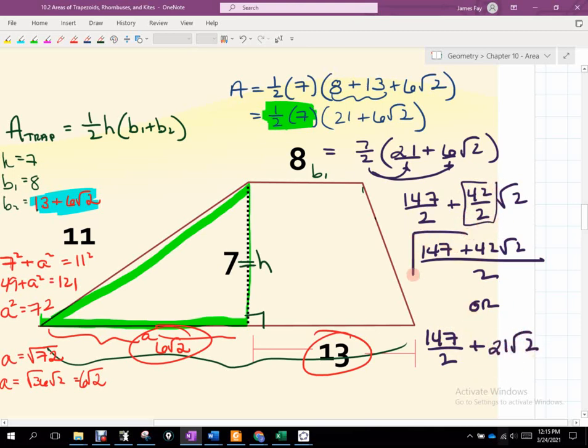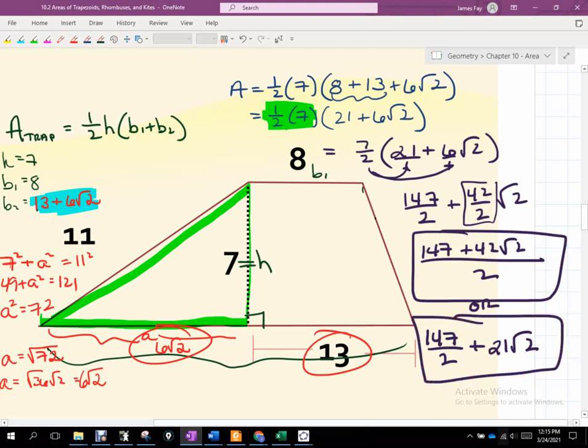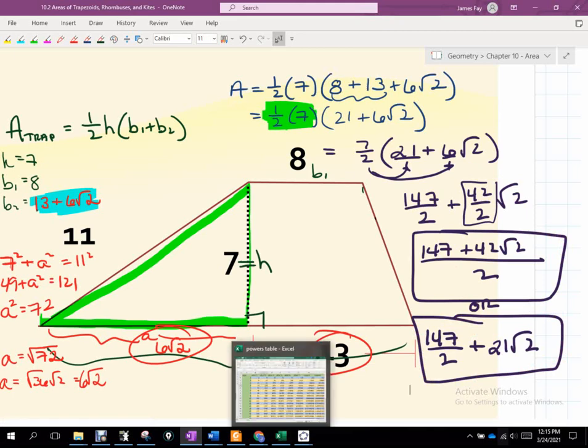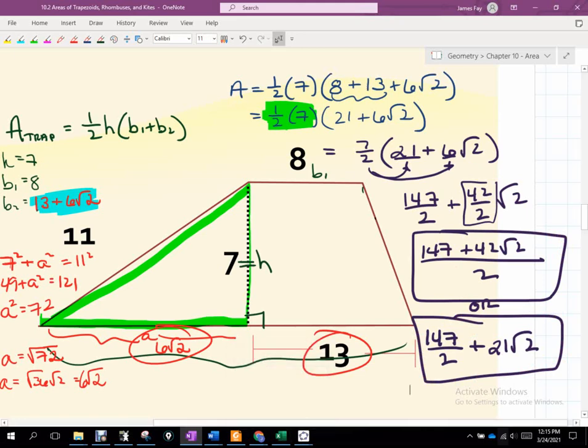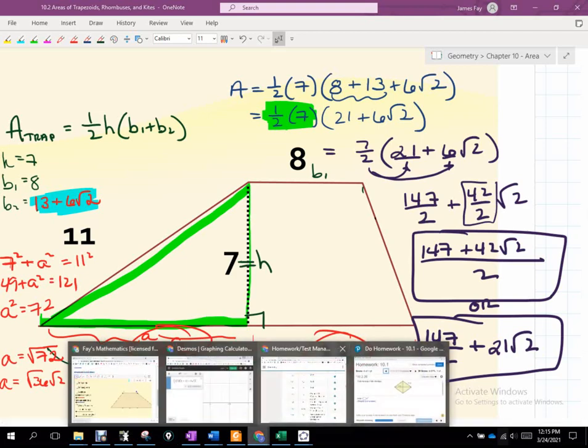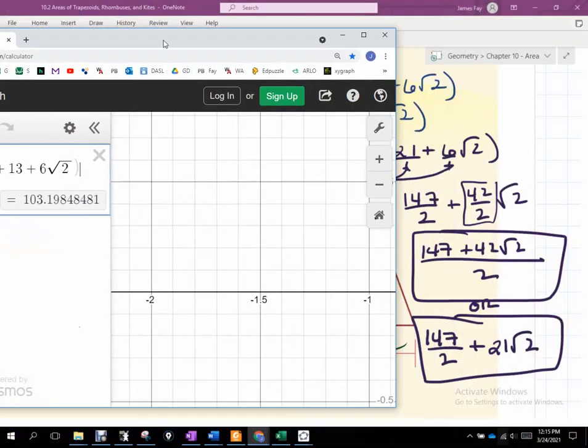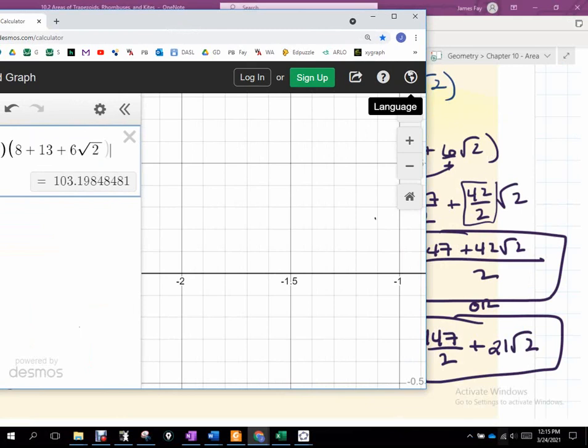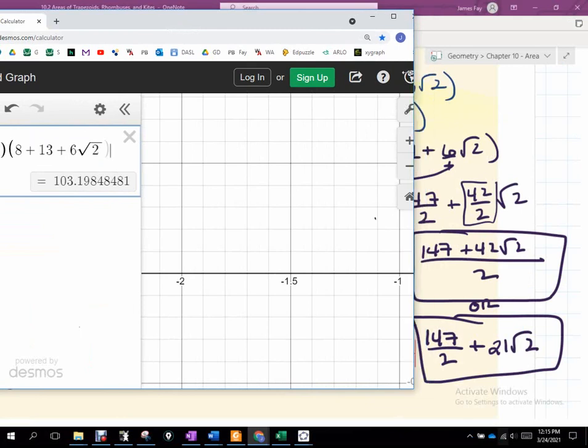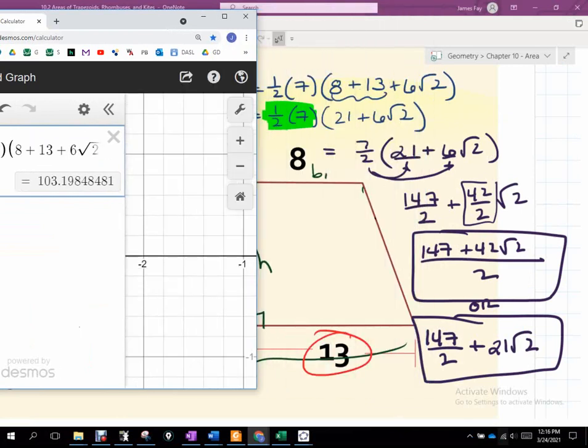So either one of those versions, that one or that one, would be acceptable as a simplified answer that is exact, right? If I type it in this way, that's exact right there, but it's just not simplified. But we should be able to see, and this is what I would do, because in the past I've had people struggle with the algebra that exists here.